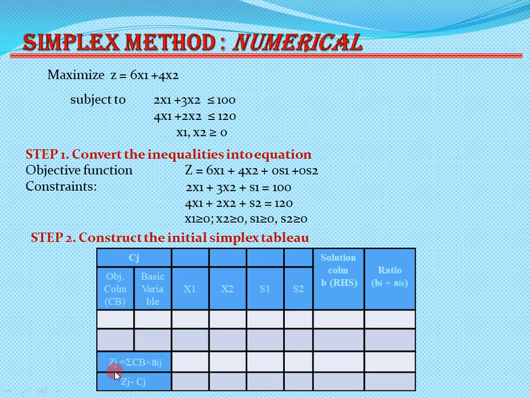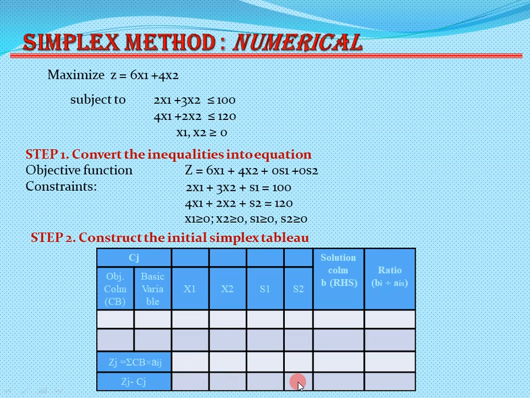Then the next row is for Zj, which is equal to the summation of CB into Aij. So for getting the values here, we have to take CB into the corresponding column values. And then the next row is the Zj minus Cj row. The Zj minus Cj row is used to check whether the optimal solution is reached or not. If the Zj minus Cj row contains any negative elements, then the optimal solution is not reached.